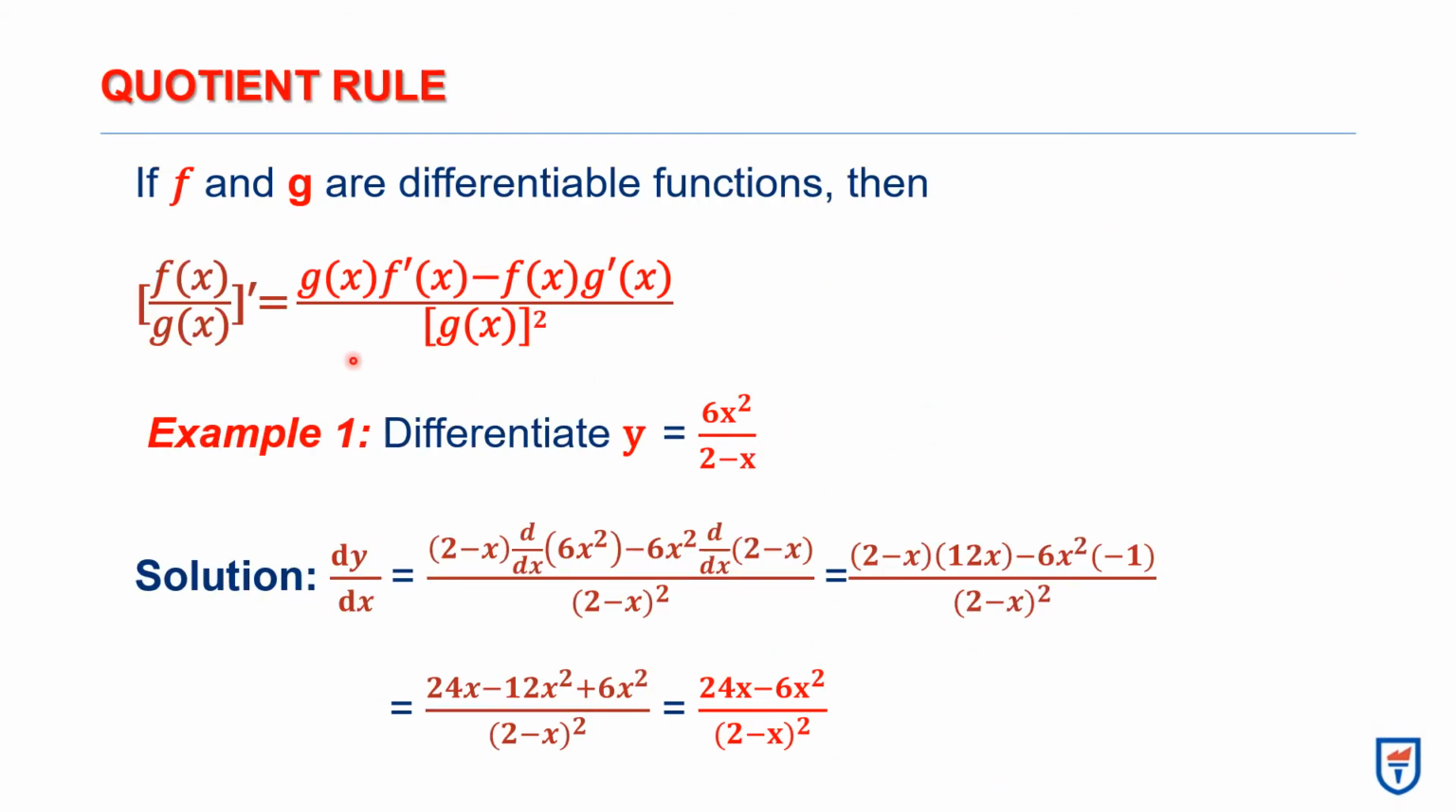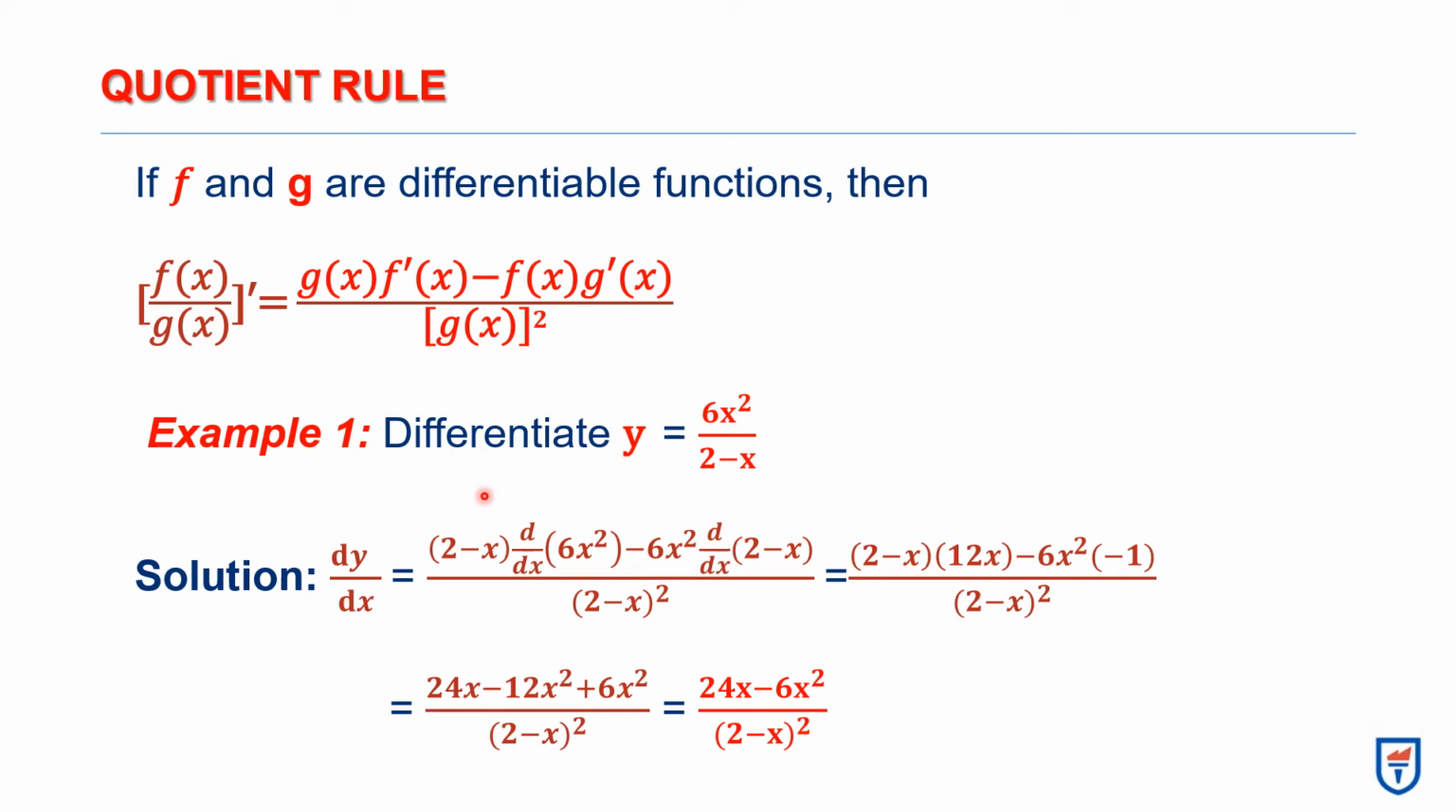Our next rule of basic differentiation is the quotient rule, which states that if function f and function g are differentiable functions, then the derivative of f(x) divided by g(x) is equal to function g(x) times the derivative of function f(x) minus function f(x) times the derivative of function g(x), divided by the function g(x) to the power 2. So this is the formula of how to differentiate any two functions that are dividing on each other.